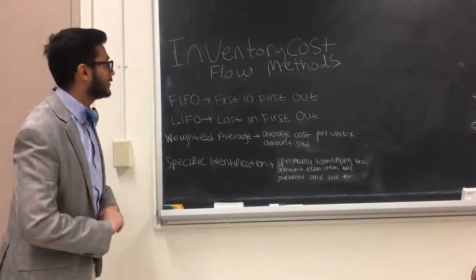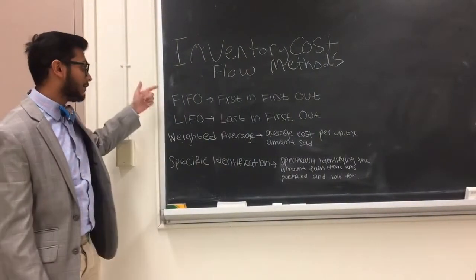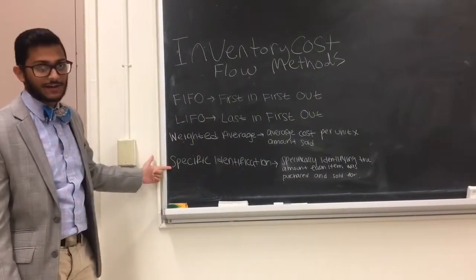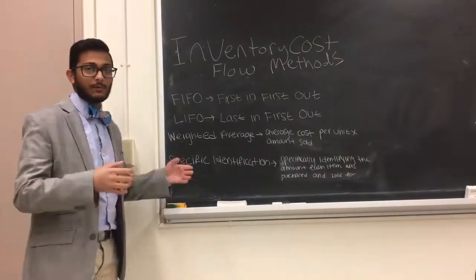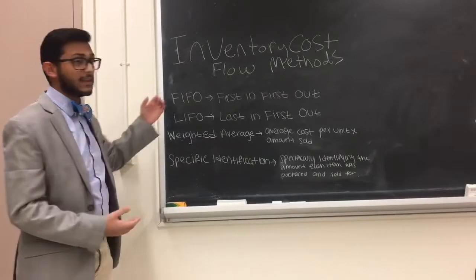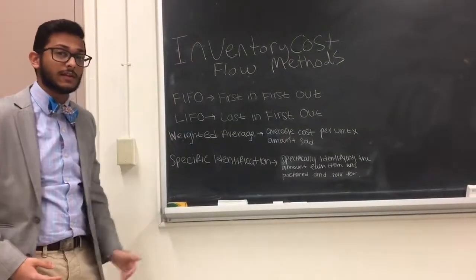All right, everybody, we're going to look at inventory cost flow methods today. We got four in particular. We got FIFO, LIFO, weighted average, and specific identification. So we'll start with FIFO, which stands for first in, first out. When you're going to sell your inventory, you want to take the first purchase that you made and sell from that, and then move down the list.